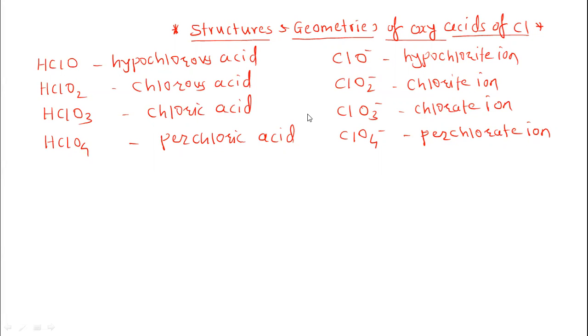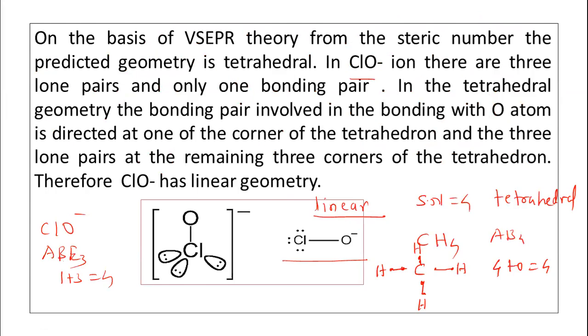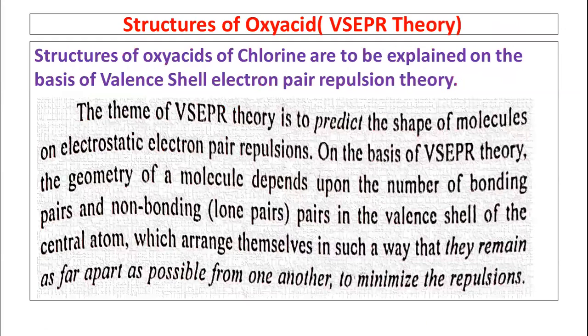Now, the structures of these oxoanions can be explained on the basis of valence shell electron pair repulsion theory. The theme of VSEPR theory is to predict the shape of the molecules. On the basis of the VSEPR theory, we can predict the shape of the molecule and also the geometry of the molecule. Now, the geometry of the molecule depends upon the number of bonding pairs and lone pair electrons in the valence shell of the central atom in that molecule.